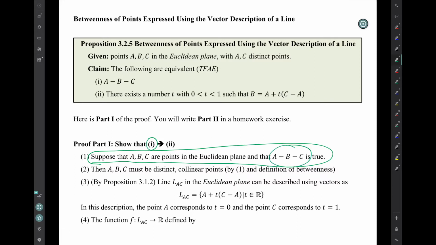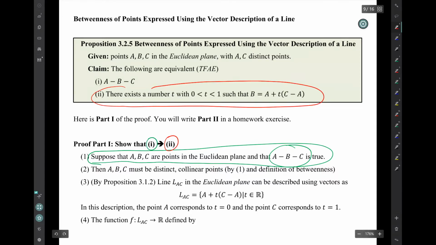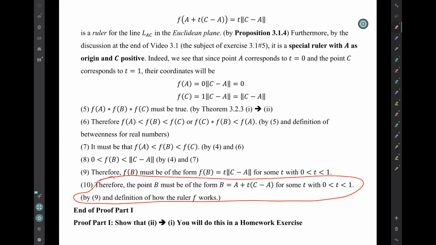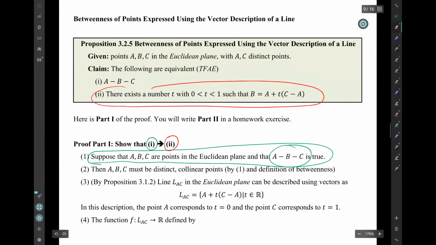Now look how this proof is going to end. We need to end by saying that 2 is true. We need to end by saying that that is true. So let's look ahead. We say at the very end, we've shown that B must be of that form. So that has shown that 2 is true. So we have no choice about that structure.